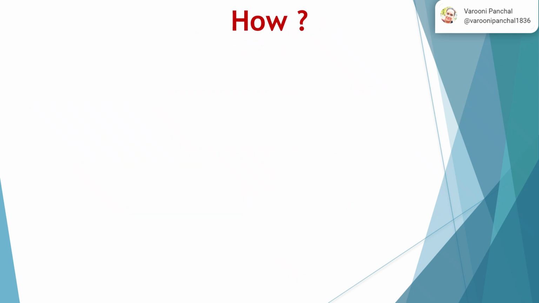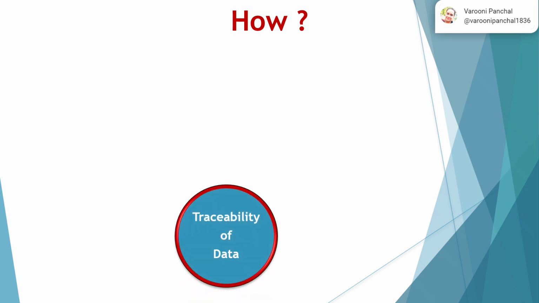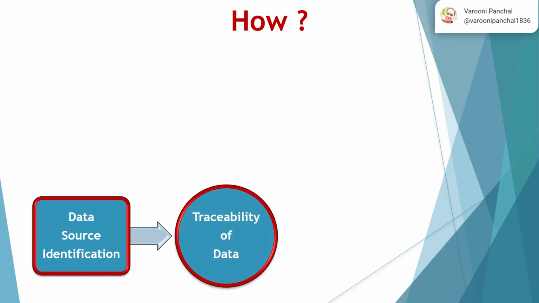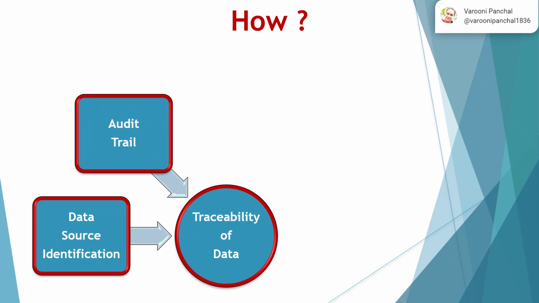How traceability of data is done in clinical trials. Data traceability is maintained through documentation, audit trails, and systematic processes. The following steps ensure traceability. 1. Data source identification. Clearly identify the source of all data points, e.g., CRFs, lab reports, electronic medical records. 2. Audit trail. Maintain a detailed log of any data modifications: who, what, when, and why.